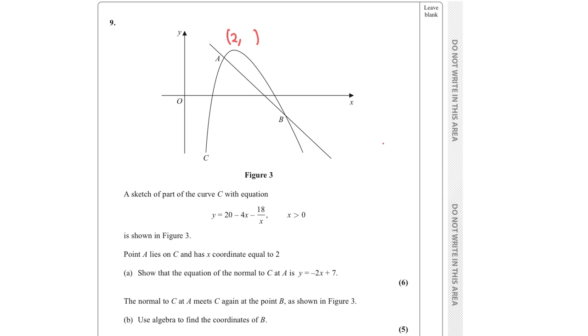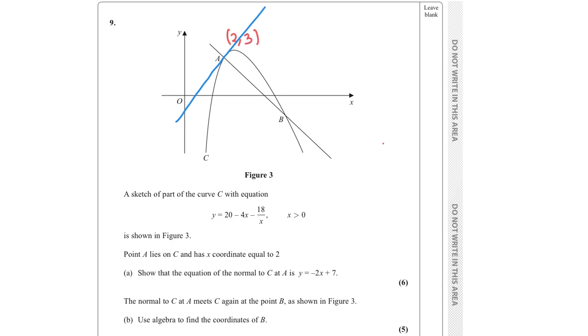Okay, so if we know this x coordinate is 2, we want to find the normal. First of all, we've got to find the tangent. Okay, the gradient of the tangent. So then we'll be able to find the normal. So I'm going to substitute in 2 into the equation of y to find our y coordinate. 20 minus 4 times 2 minus 18 over 2. It's going to give me 3.